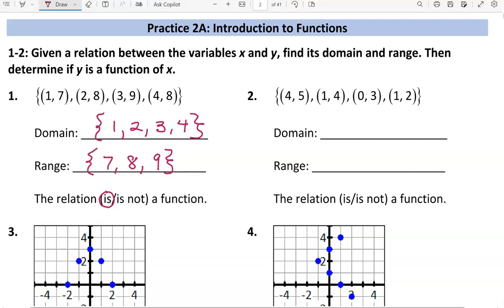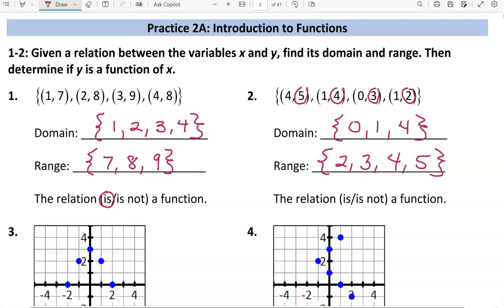In number 2, we can find the domain by listing the first values in each ordered pair, or the x values, and those x values are 0, 1, and 4. We can find the range by listing the y values, or the second number in each ordered pair. The range contains the numbers 2, 3, 4, and 5.